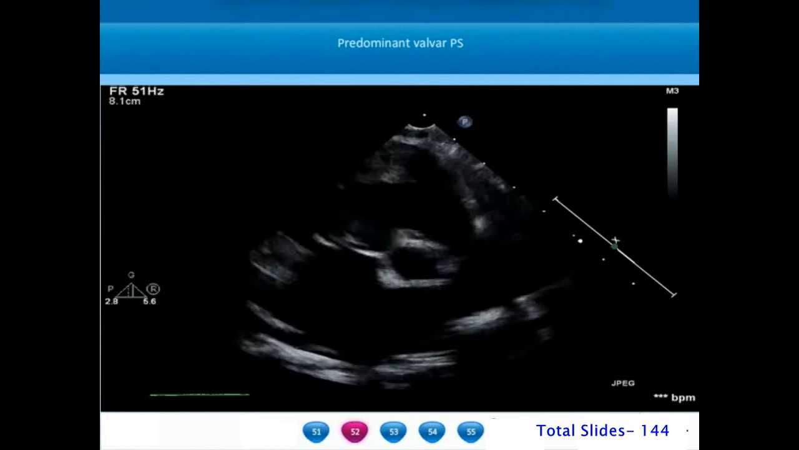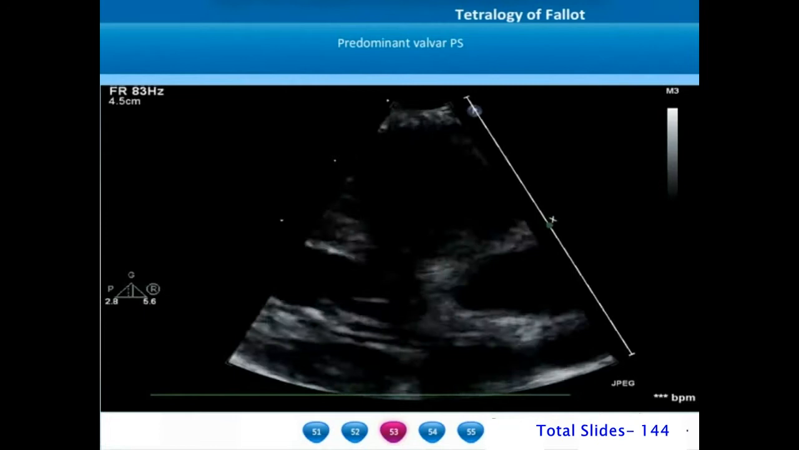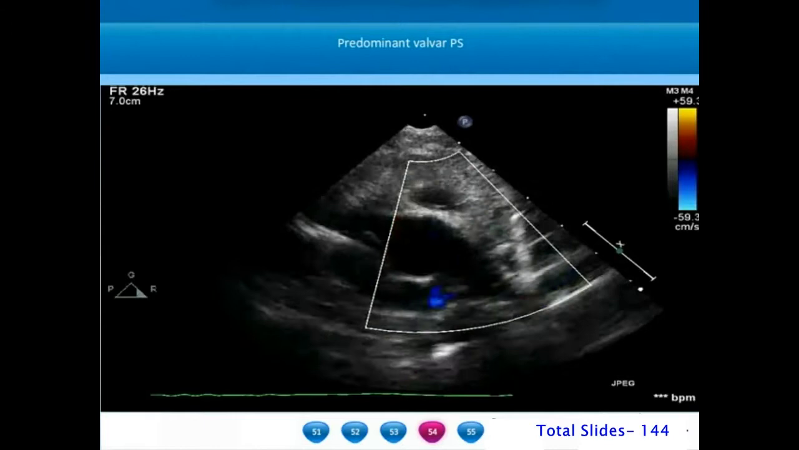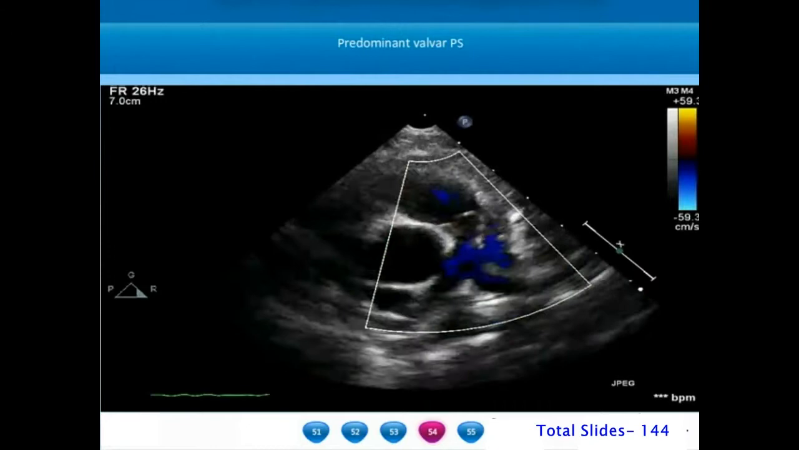Whenever there is isolated valvar pulmonary stenosis, usually the main pulmonary artery is well developed and there is a poststenotic dilatation of the main pulmonary and left pulmonary arteries. But if there is a combination of infundibular and valvar pulmonary stenosis, there will not be a poststenotic dilatation of the main pulmonary artery and left pulmonary artery.